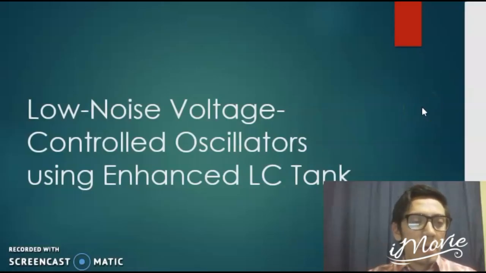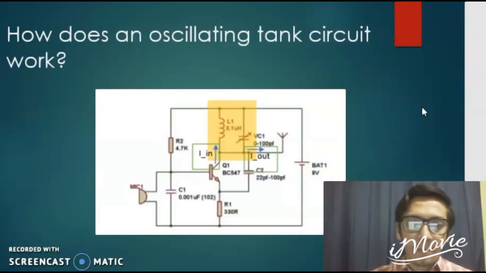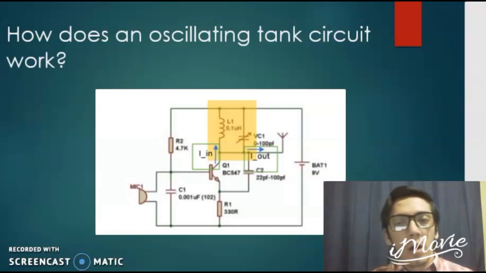I talk about a low noise voltage controlled oscillator using an enhanced LC tank. How does an oscillating tank circuit work? Once energy is supplied to the tank circuit as the cycle begins, the capacitor stores energy in the plate configuration. In the circuit, the capacitor plates are connected to the ends of the inductor coil.